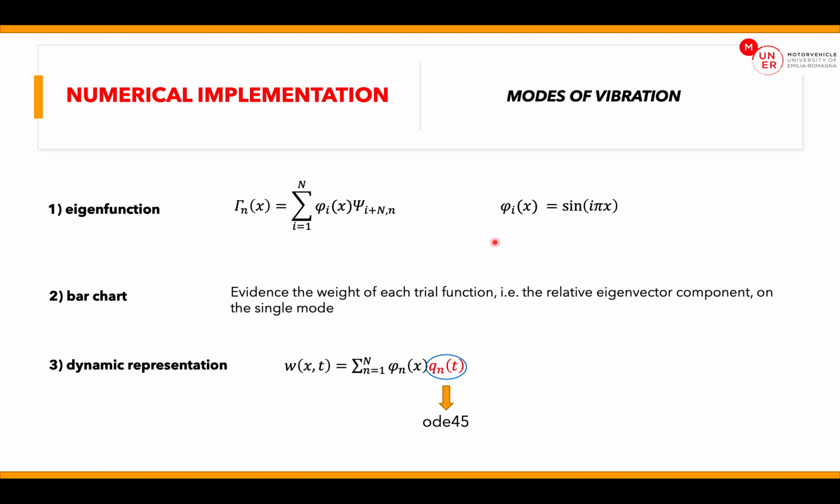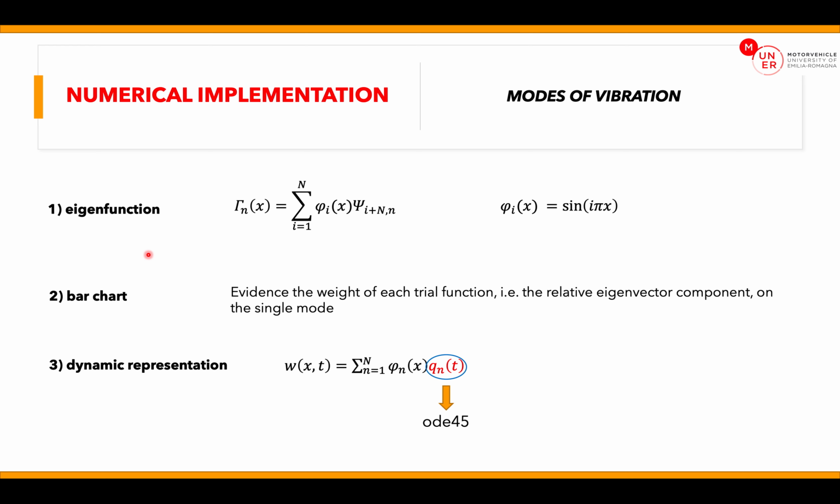Here we are now switching to the numerical implementation section. For the modes of vibration, we implemented 3 different plots to evidence all the different features, and you are going to see them in a few minutes. For the first plot, we show the imaginary and real part of the eigenfunction, which is defined by the trial function times the relative component of the eigenvector.